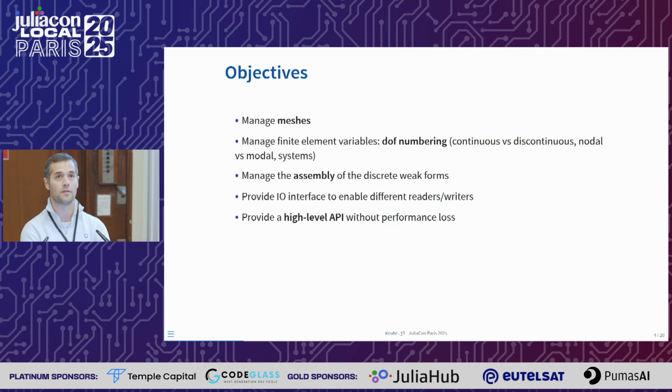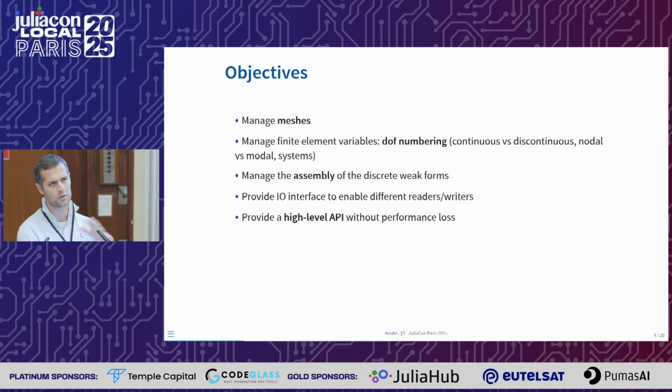So what are the objectives of the package? What we want Bcube to do is to manage meshes, to manage finite element variables, so it's mainly DOF numbering, to know who is a neighbor of who, how to interpolate a function in an element, etc. To handle system of equations when you have several of them. To manage the assembly of the discrete weak forms, and since I forgot on the previous slide to mention that the package is heavily inspired by other Julia packages, especially Gridap, but also Ferrite, Trixi, and so on.